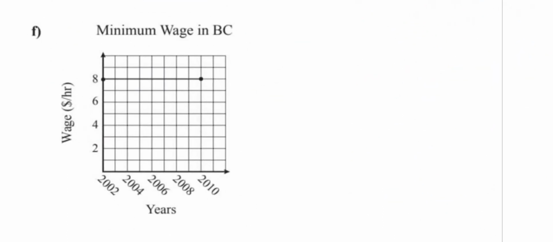All right, for letter F, the minimum wage in BC, since we have a straight horizontal line, this is a steady rate of change, so it's not changing, it's not going up or down, so my slope is going to be 0. All right, so since my units are dollars per year, what this means is every year the minimum wage is not increasing.